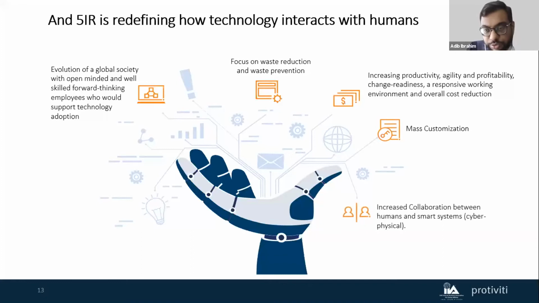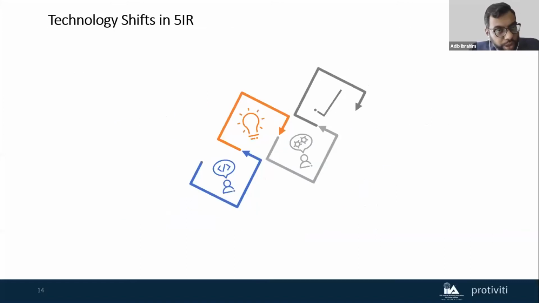And all this would mean that the collaboration between humans and systems increases. The fourth industrial revolution was about software and hardware, or let's say cyber and physical worlds coming together. Now the fifth industrial revolution is about humans and the cyber-physical worlds coming together and interacting. So what are some of the shifts in this process?